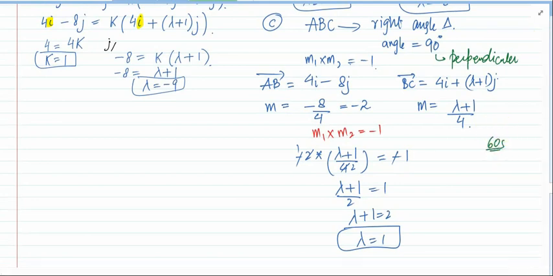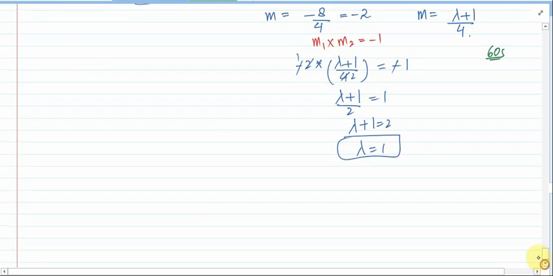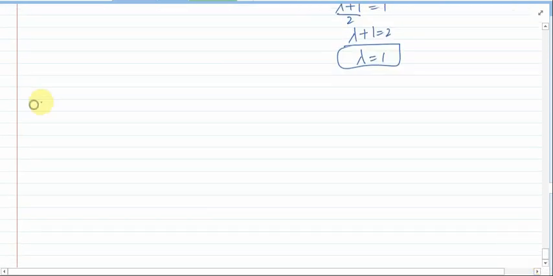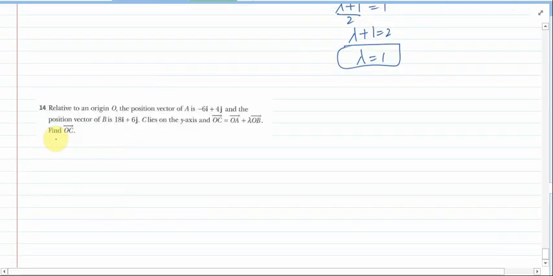Alright, after that, moving on to the next question. It's question number 14 from your book. With respect to an origin, the position vector of A is minus 6i plus 4j, and the vector B is 18i plus 6j. C lies on the y-axis, and OC is equal to OA plus lambda OB. Find OC. Alright, so you need to use this equation here.